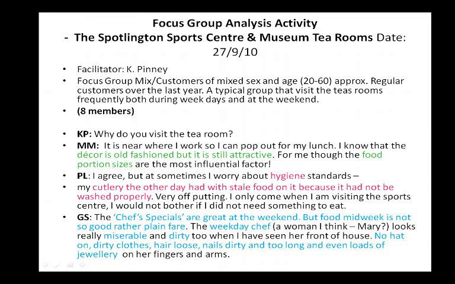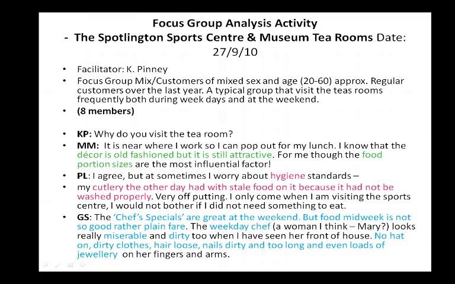So having recorded the focus group, it was then typed up. Ignore the colour for now. The facilitator introduced the focus group with the question, why do you visit the tea room? And then different people gave different comments. So from here we have to identify the different themes. So we can see, reading down here, somebody's talked about the decor, talked about the portion sizes, talked about the hygiene standards, talked about the food, the chef, and so on. So these become the different themes for the research.